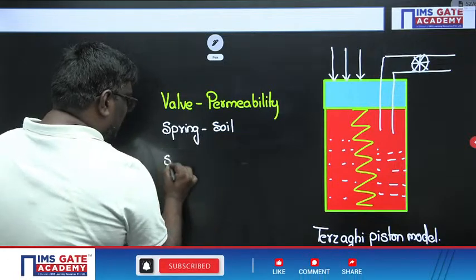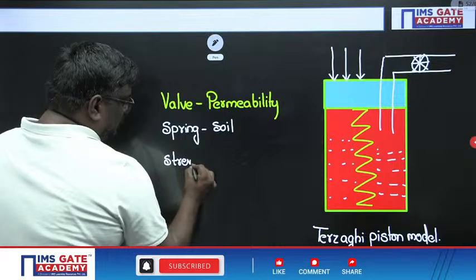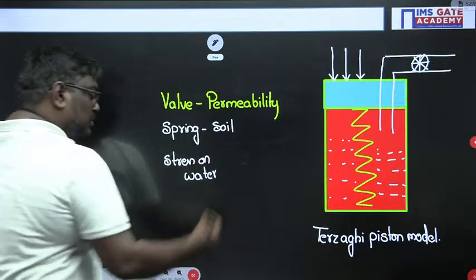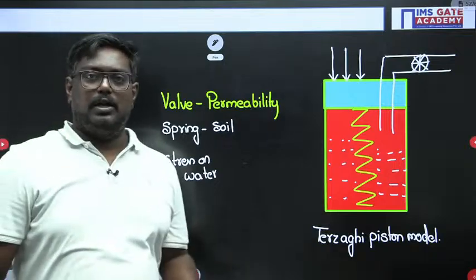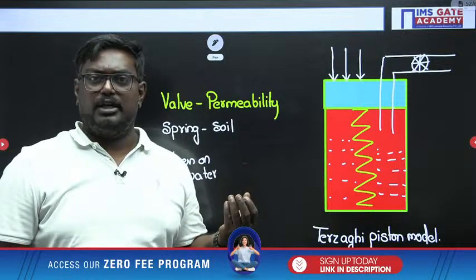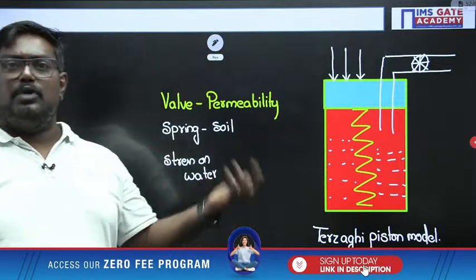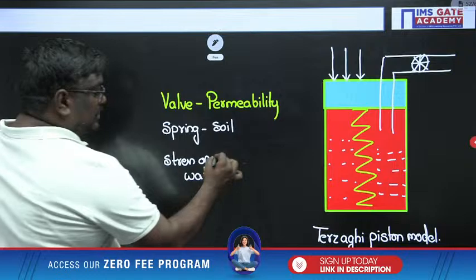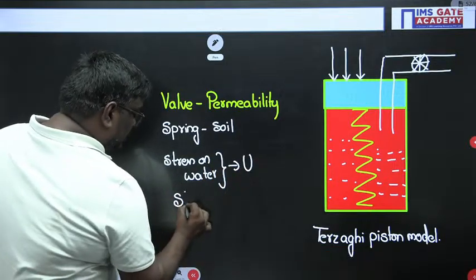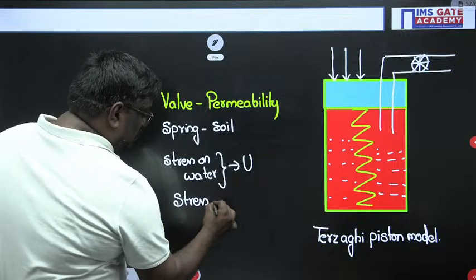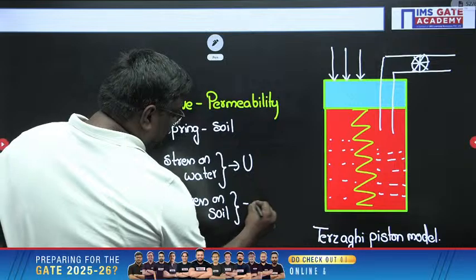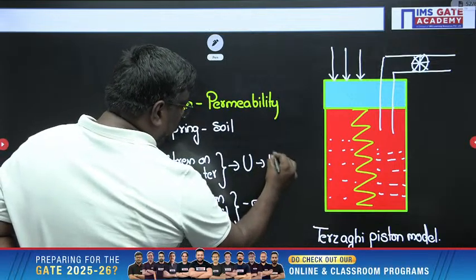Now stress on water is considered as what, sir? Because consolidation happens below the soil, to virtualize it we are creating a model. Suppose if you are constructing a dam, you will make a prototype and analyze it, sir. Similarly here, stress on water is what, sir? This is pore water pressure. Stress on soil is called what? This is called effective stress. This is pore water pressure.